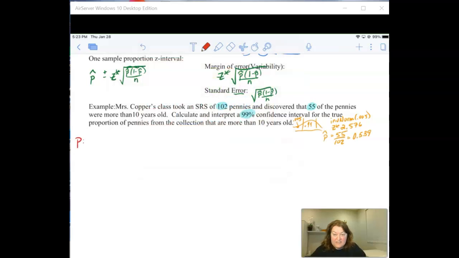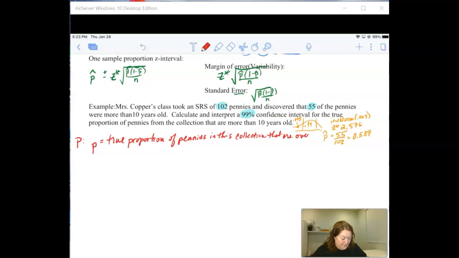So let's start walking through that one together. Capital P stands for what your parameter is. In our case, we're doing a proportion problem, so we would use cursive p, or where the pi would be. And we're going to say we are trying to find the true proportion of pennies. And what is our world? What is our population? It looks like in this collection, that are over 10 years old.